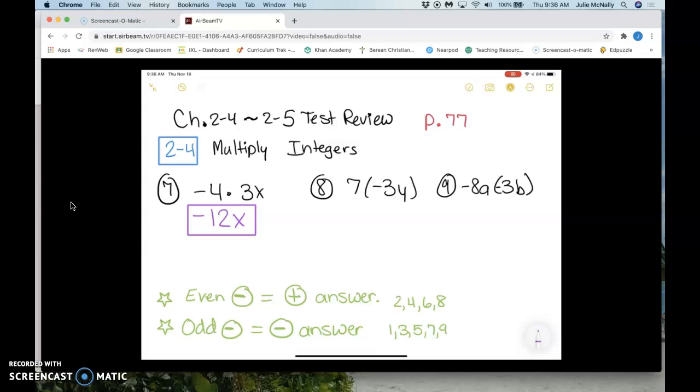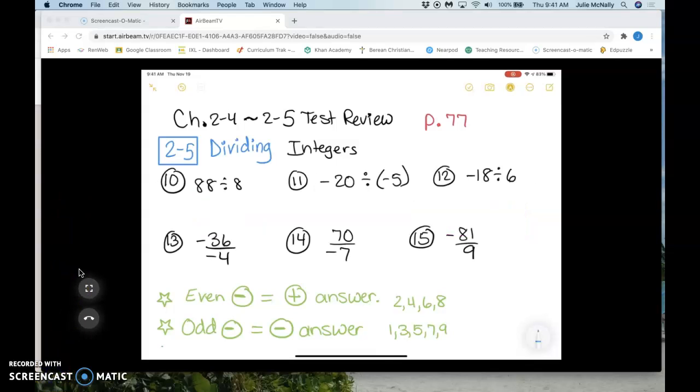7 times negative 3. Negative 21. Good. Negative 21, and then just write the y. And how about negative 8a times negative 3b? 24. It's going to be positive because 2 negatives make a positive, and then 24ab. Good. Good work.